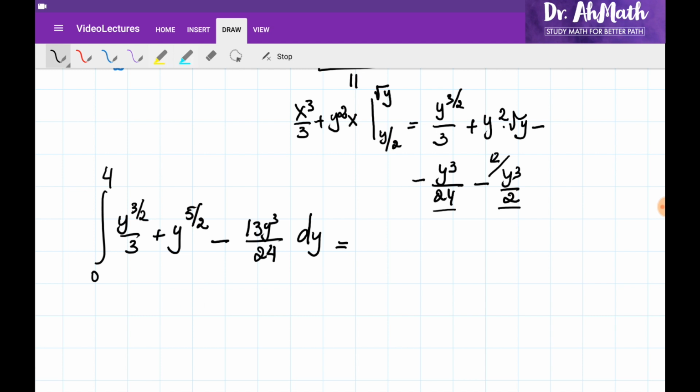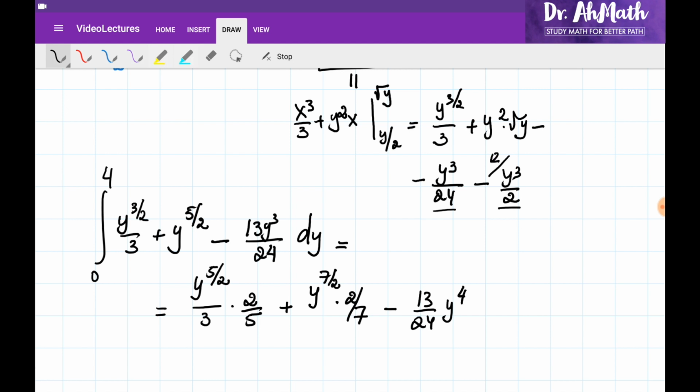When we integrate this, we're going to use a simple rule for power functions. y in the power of 5 over 2, so 3 over 2 plus 1, divided by 3, multiplied by the reciprocal of 5 over 2, which is 2 over 5, plus y in the power of 7 over 2, multiplied by the reciprocal of 7 over 2, which is 2 over 7, minus 13 over 24 multiplied by y in the power of 4 divided by 4, and we need to substitute 0 and 4. If we substitute the numbers, 4, and evaluate this, we would get 216 over 35.